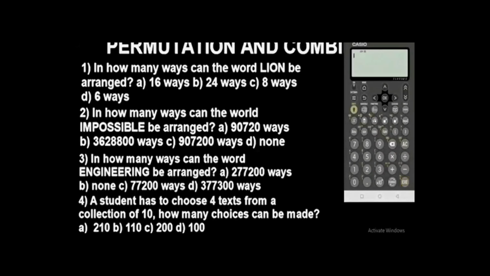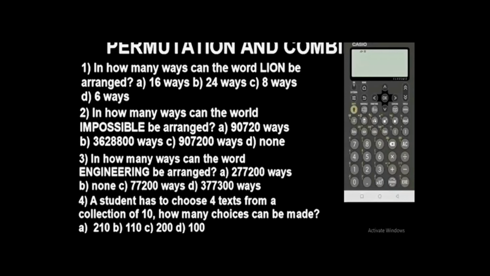Now, question 1 says, how many ways can the word lion be arranged? There are 4 distinct letters that make up the word lion. There is no duplication of any letter. So there are 2 ways you can solve this. You can go through the method of permutation or through the method of factorial. I'm going to show you the 2 ways you can solve question 1. So let's begin with exploring the permutation method.